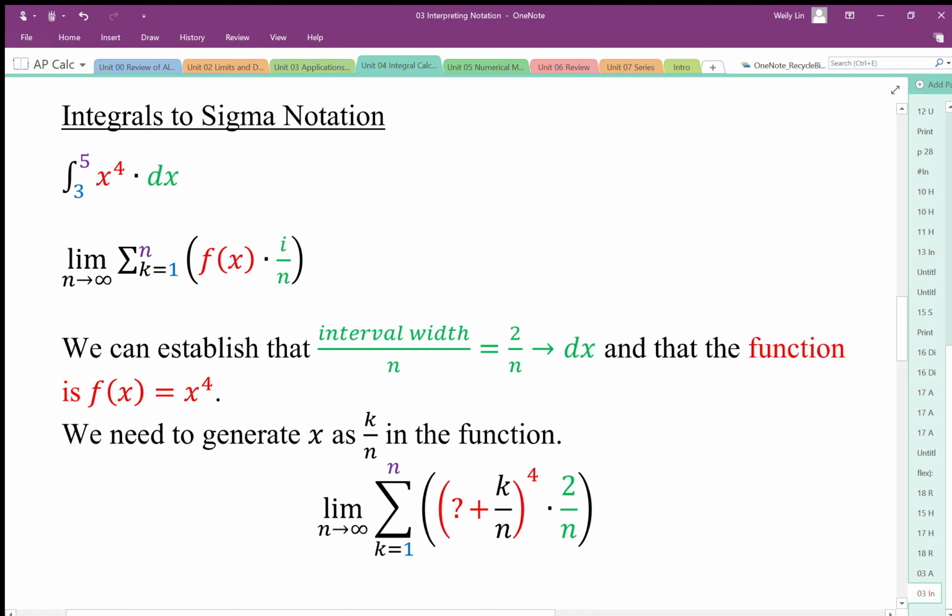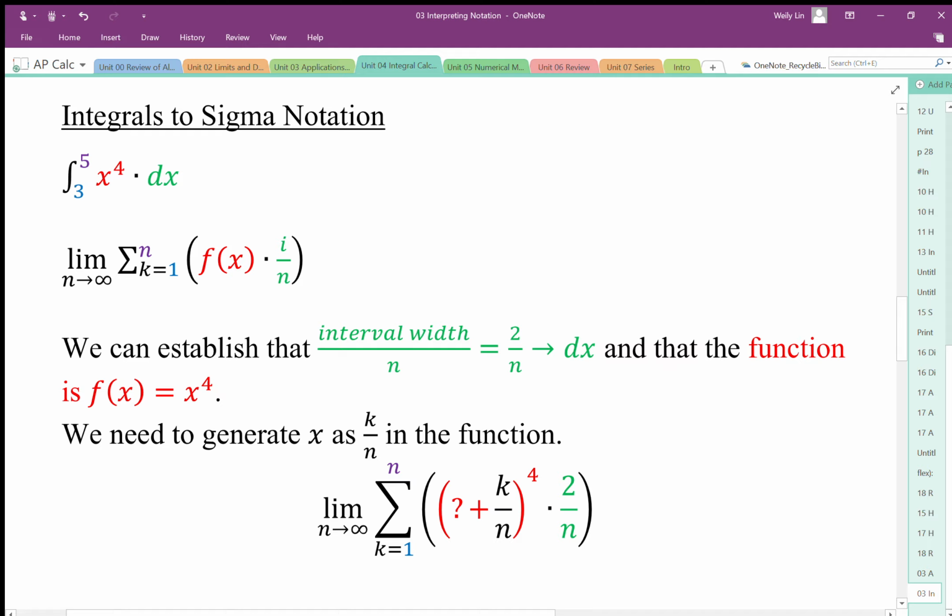So in this case, our interval width is going to be from 3 to 5, so our interval width is going to be 2. And then we divide that interval width by the number of divisions, or n, and that gives us the dx, the width of each dx in that integral.